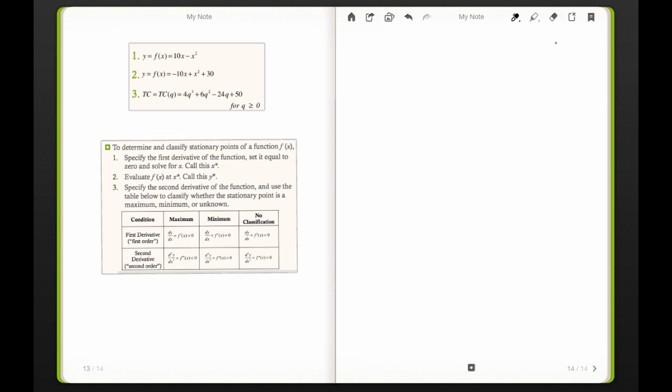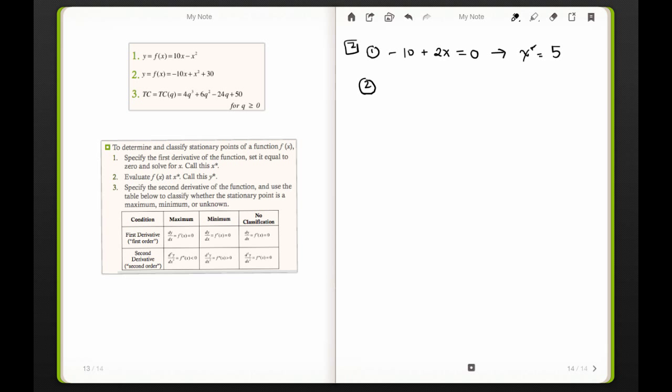So let's clear the page. Let's go on to the second one. I have the function negative 10x plus x squared plus 30. The first thing I'm going to do is specify the first derivative: negative 10 plus 2x. I'm going to set that equal to 0 and solve for x. I get x star is equal to 5.